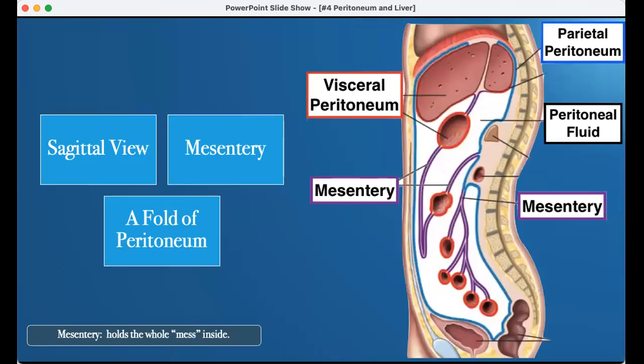So this is a sagittal view showing the peritoneum in blue. And the mesentery is a fold of that peritoneum. And so all the purple is mesentery. And notice how you've got specific peritoneal organs. The liver is one. Down here is the bladder. So the uterus is in here as well. But the main thing I want to make sure you understand with this sagittal view is how the peritoneum contains these organs and the mesentery is a fold of that peritoneum.